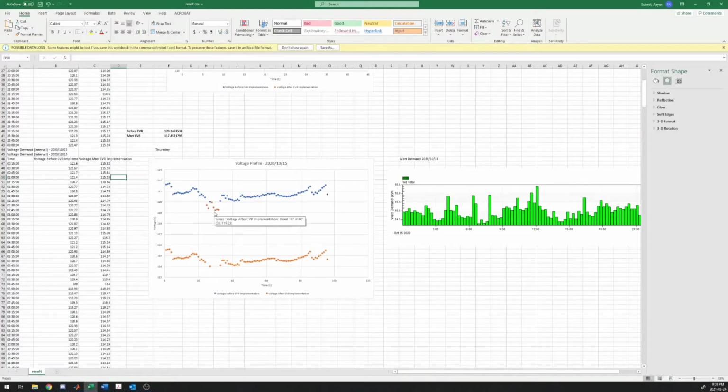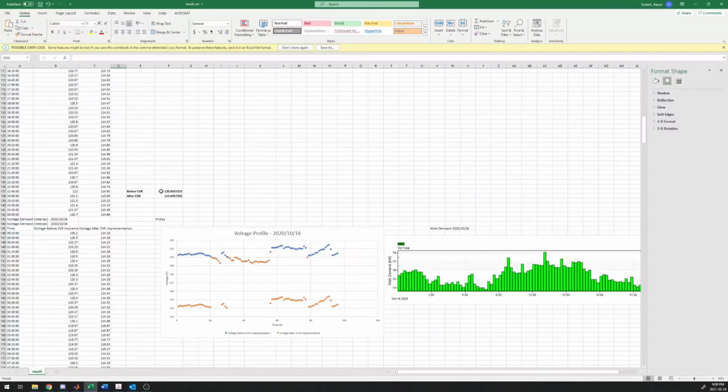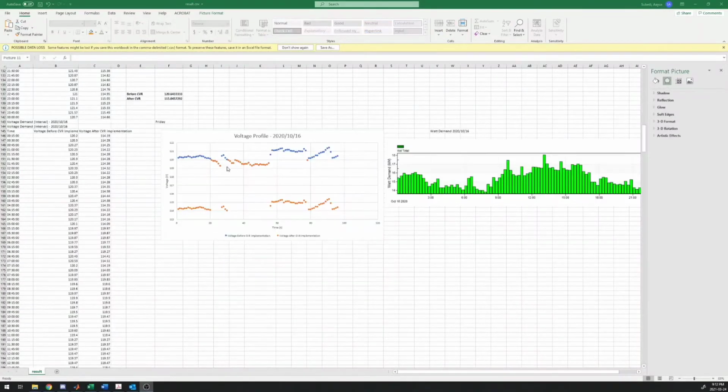This clearly tells us that the voltage to this lighting panel is supplied higher than required, and if it were to be reduced from 120 volts or more down to the level we need, we would save energy. The bottom graph here shows the reduction and the average voltage before and after CVR implementation, 120.64 before and 115.05 after.